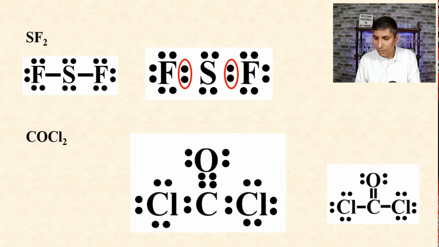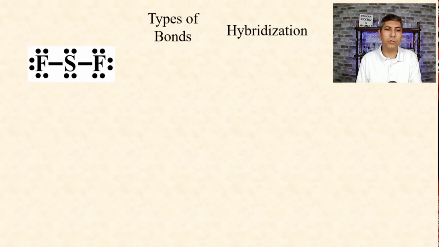Now, if we take a look at some Lewis electron dot diagrams, it is important for you to be able to understand the types of bonds that it has. Sigma and pi bonds, for example. Every single bond is a sigma bond. Every double bond has 1 sigma and 1 pi. Every triple bond has 1 sigma and 2 pi. So in this molecule here, since we have 2 single bonds, we have 2 sigma bonds. And then the hybridization is sp3.